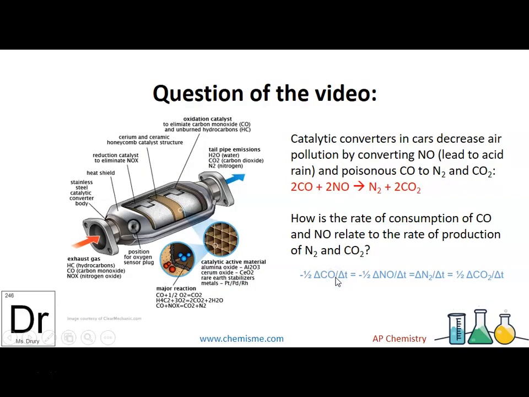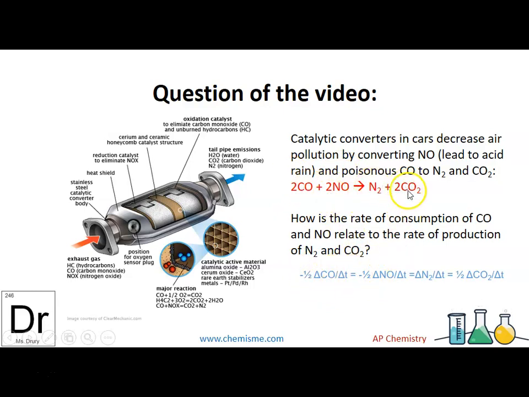So back to the question in the video to wrap it up. Catalytic converters use their chemistry in order to convert CO and NO, which are poisonous and bad gases, to N2 and CO2, which are a little bit better at least. And we want to know how their rates were related. Well, the rates are related by doing these expressions. So CO and NO were both being lost over time, negative, and they both had a coefficient of 2. So 1/2's in the front.